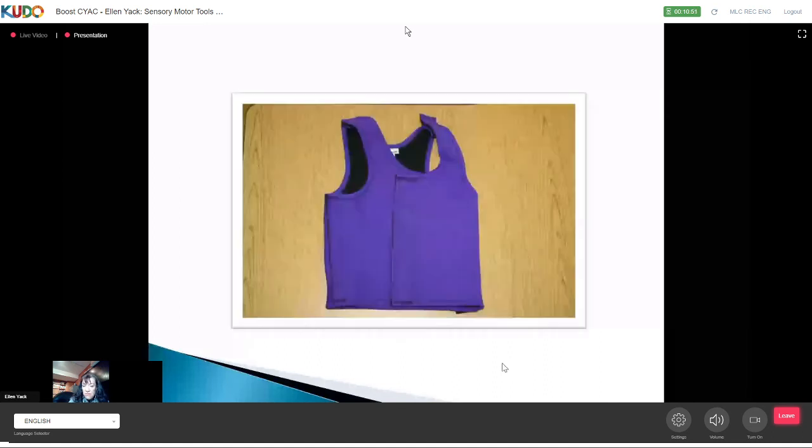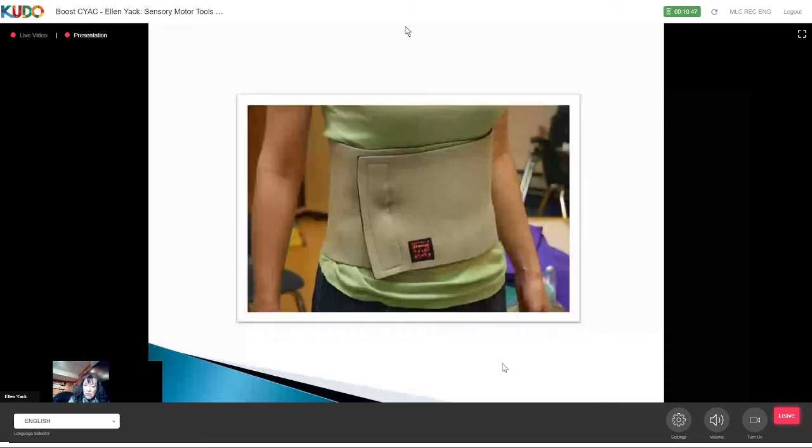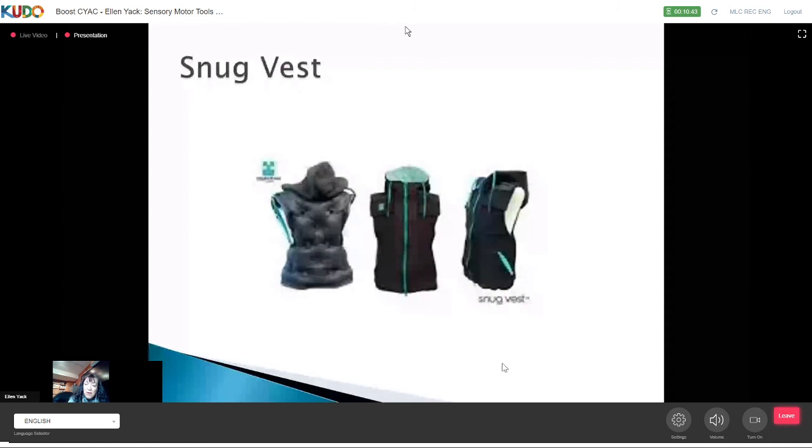This is a compression vest. This is a weightlifting garment that just provides compression around the middle. These are snug vests. This is a very expensive vest. It's about $400, and the individual can pump up the amount of compression they want.